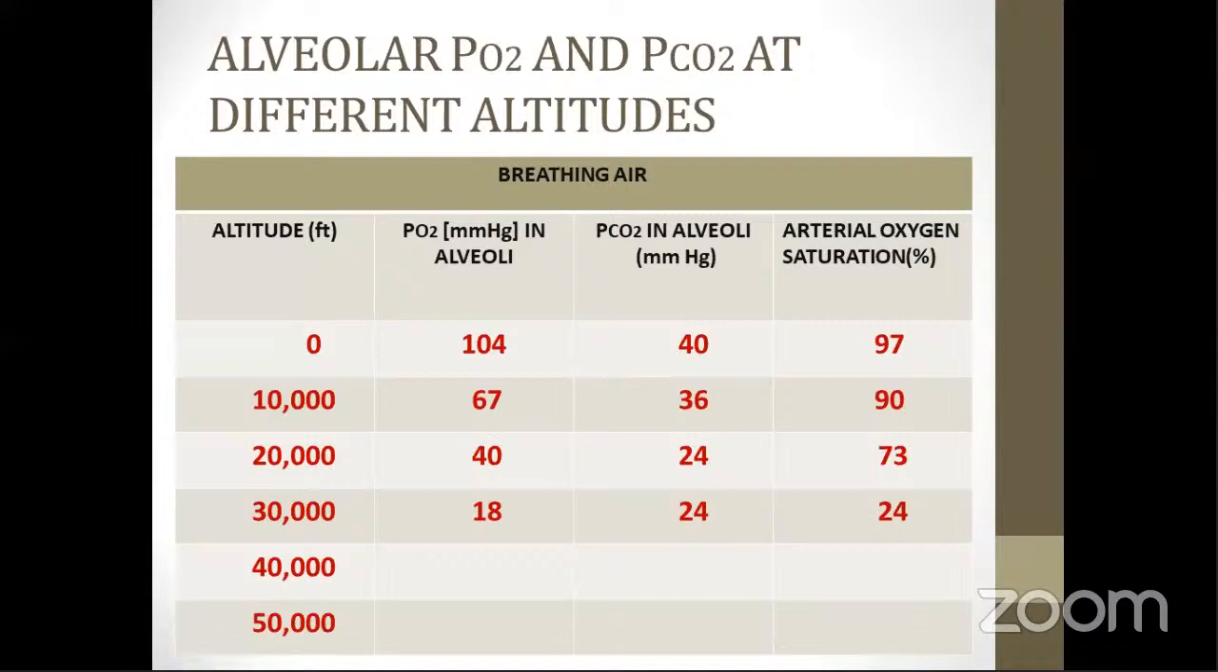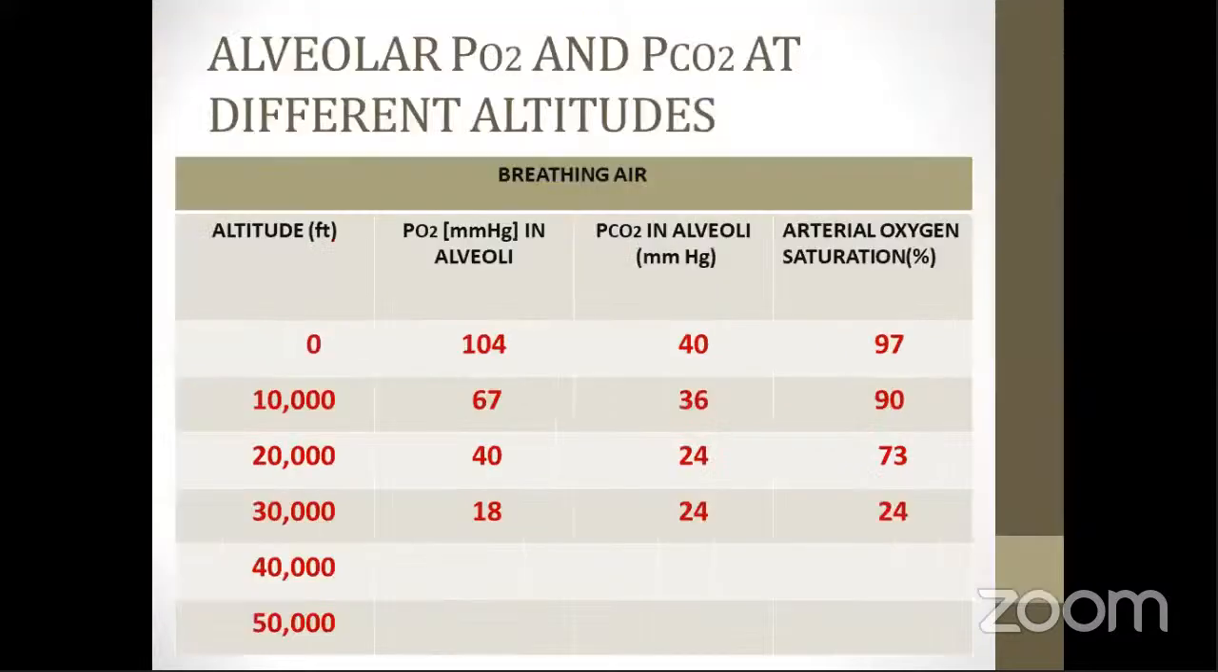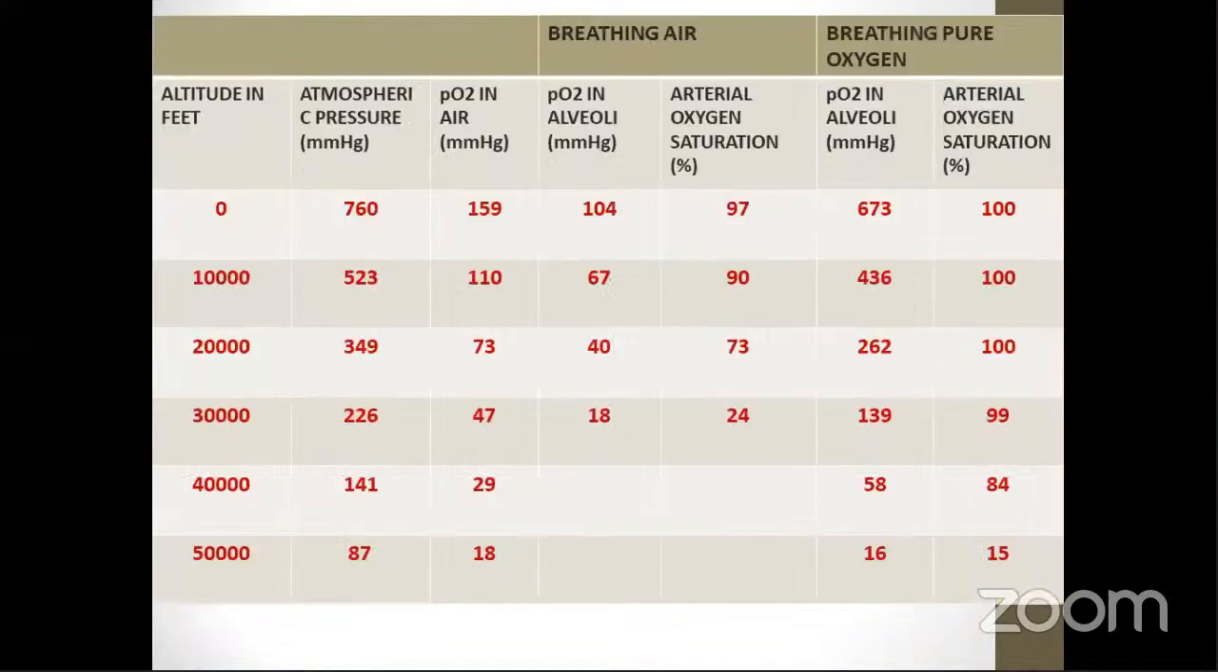And this is another diagram showing alveolar partial pressure of oxygen, alveolar partial pressure of carbon dioxide and arterial oxygen saturation under two conditions. One is breathing air and the other is breathing pure oxygen. When you breathe pure oxygen, the alveolar partial pressure of oxygen remains at 139 millimeters of mercury up to 30,000 feet. It decreases only beyond 39,000 feet, when you reach 40,000 feet.